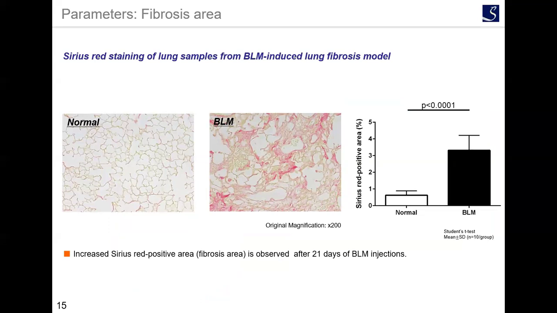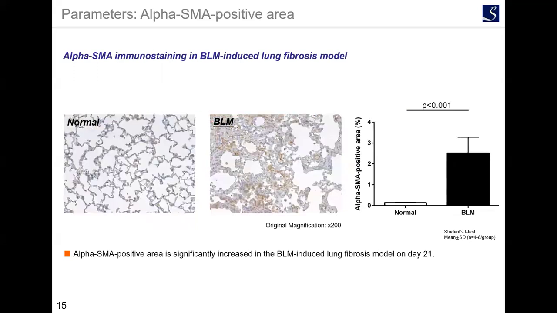Here we will look at some parameters for our IPF model. We evaluate fibrosis area by Sirius red staining, produce quantitative analysis based on the positive area. Here's a sample for alpha SMA immunostaining. Alpha SMA positive area is significantly increased on day 21.